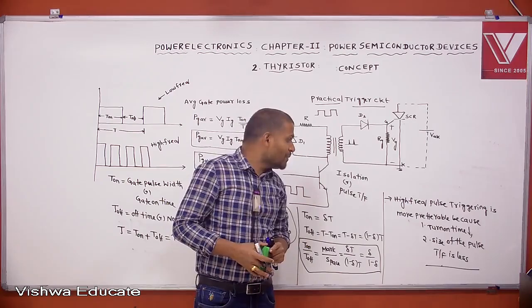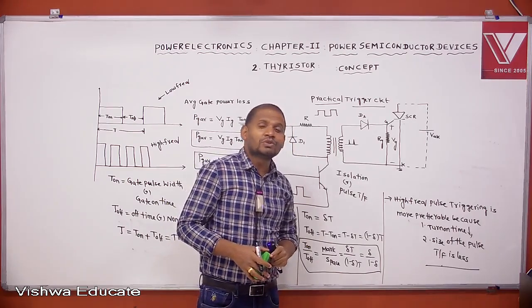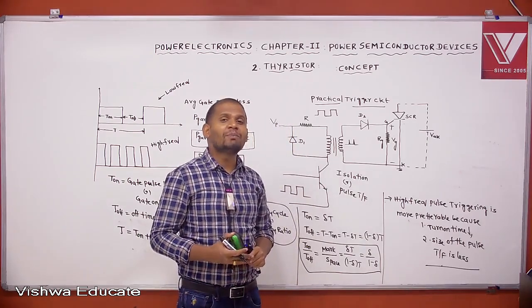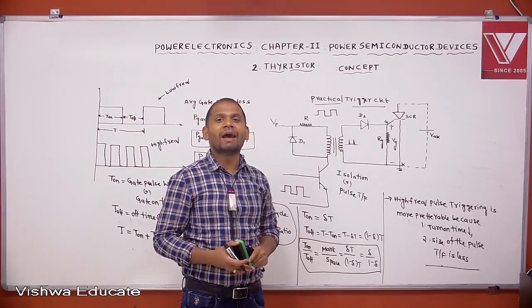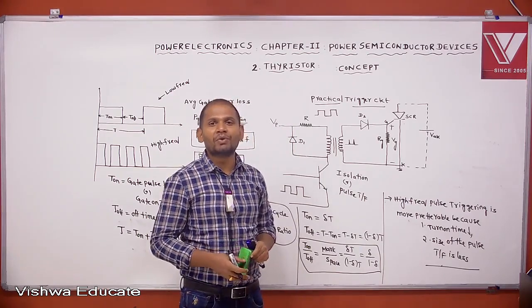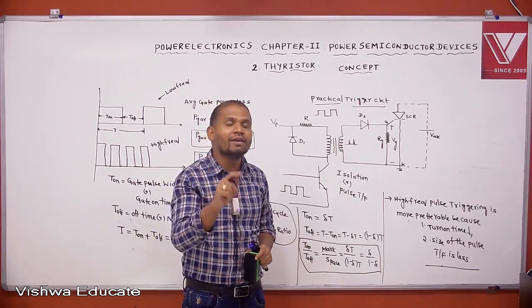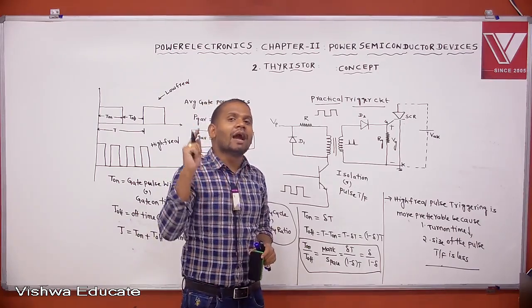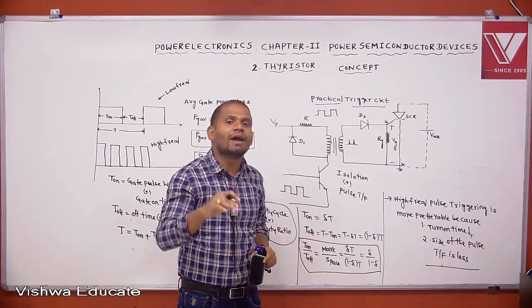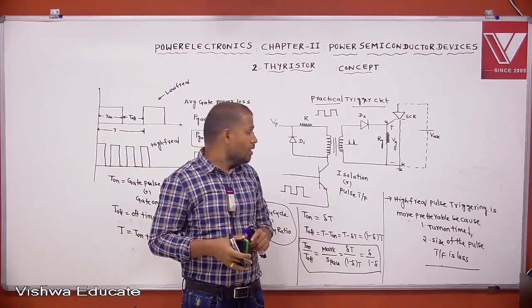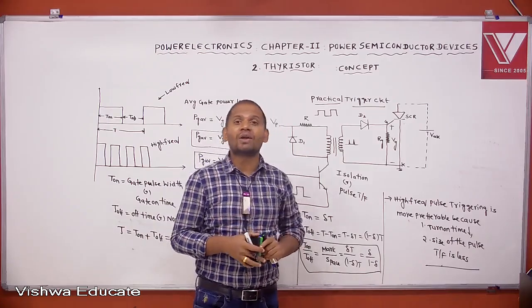Why is the turn on time reduced? I told you now, high frequency pulses have high amplitude. Because of the high amplitude of gate current, what is the turn on time? Reduced. That's the reason why, if the SCRs are triggered with high frequency pulses, the turn on time will be reduced. Why is the size of the pulse transformer reduced?